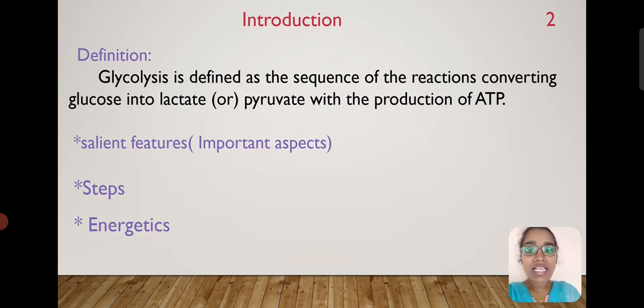The important aspects of glycolysis: it occurs in all the cells of the body, in the cytosol. The cytosol contains the enzymes required for the glycolytic pathway, and it is an important source of energy in erythrocytes because erythrocytes lack mitochondria. That's why the glycolytic pathway supplies the energy to the erythrocytes.